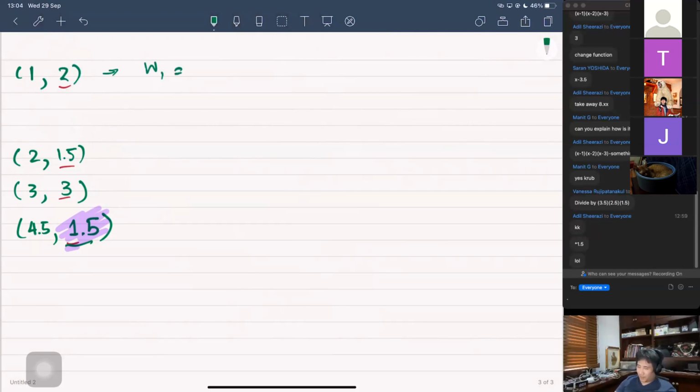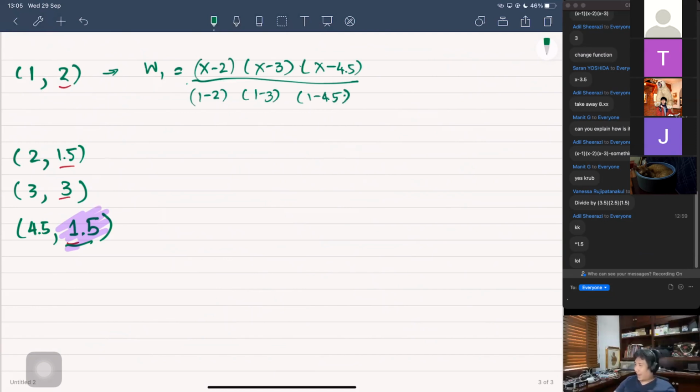W1 is going to be, let me leave out the 2. It's going to be quite clear, right? You want it to be 0 at 2, 3, and 4.5. And you divide that by 1 minus 2, 1 minus 3, 1 minus 4.5. Okay, and in the back of your mind, you can make it 2 if you like. You can make it 2 by just doing 2W1x. But I'm not going to write it here because it's going to mess up all the other nice things.